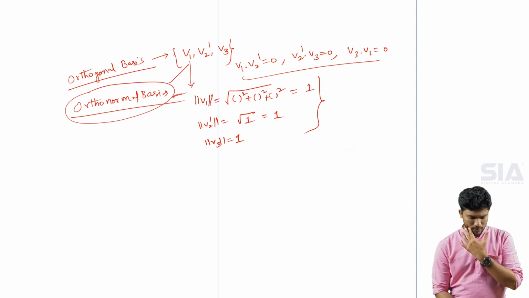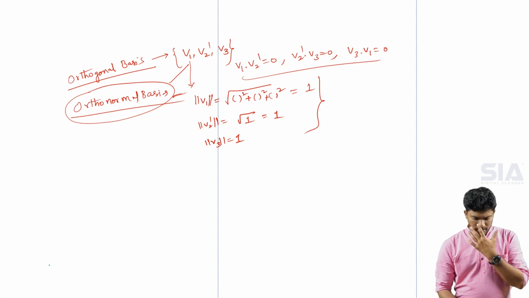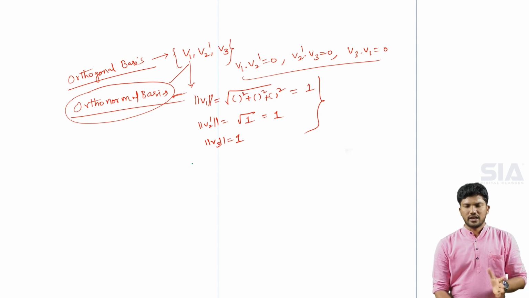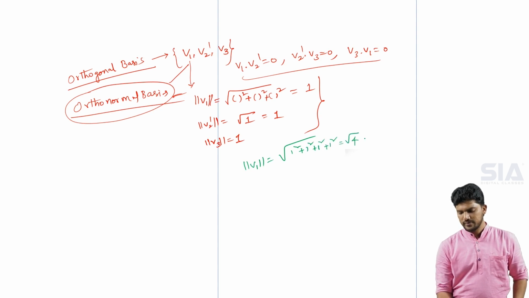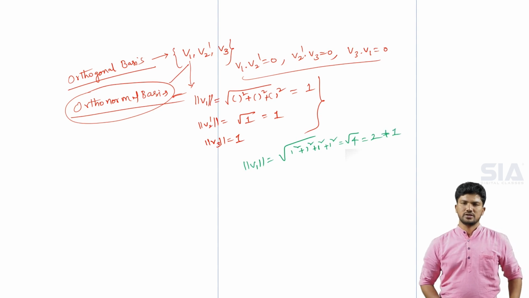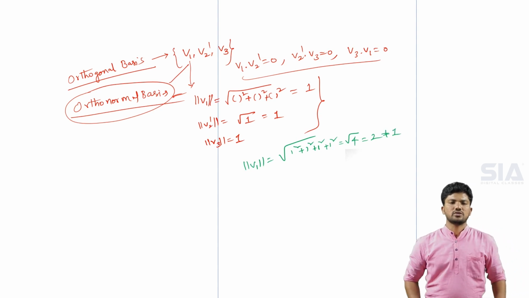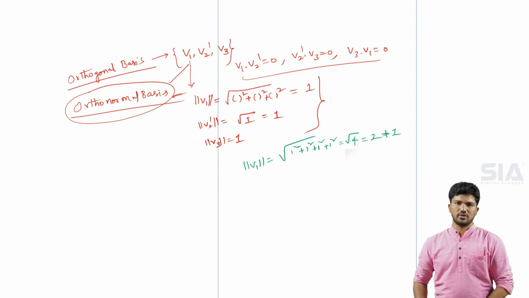But in this problem, only for norm v1 we cannot get 1. Norm v1 is nothing but 1 square plus 1 square plus 1 square plus 1 square, what do we get? Root 4. Root 4 is 2. This 2 is not equal to unity, so therefore it is not an orthonormal basis. All the vectors must be equal to 1.